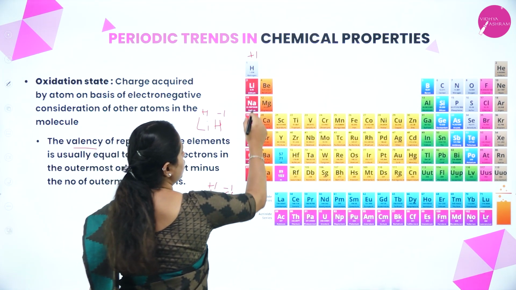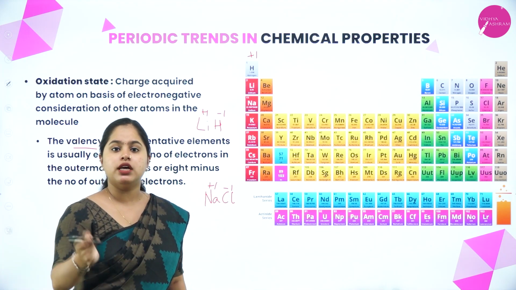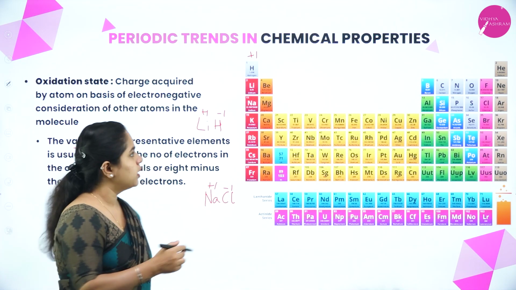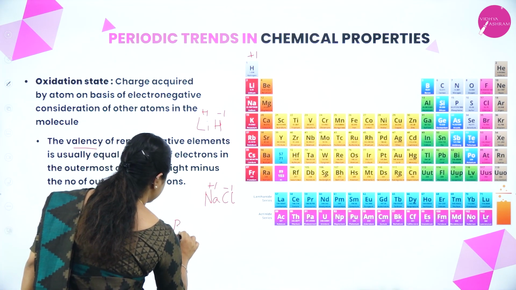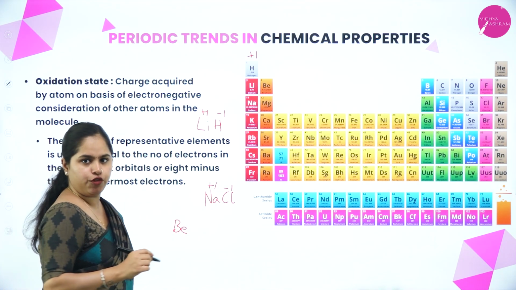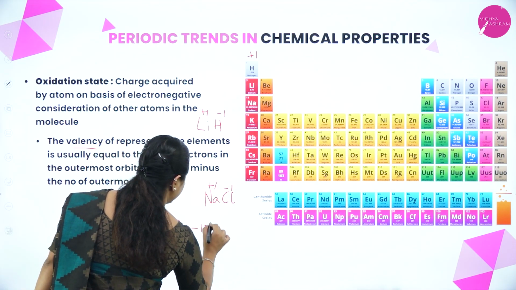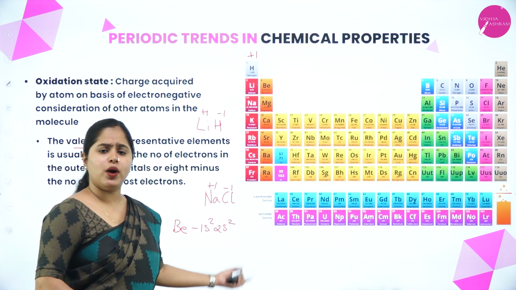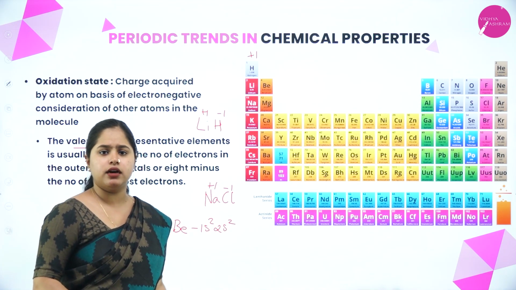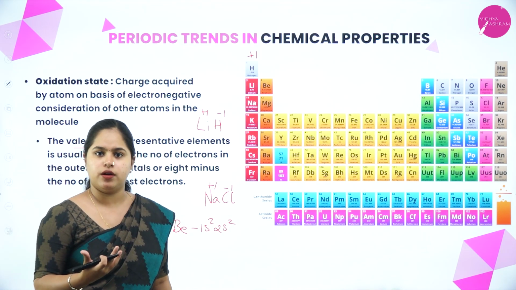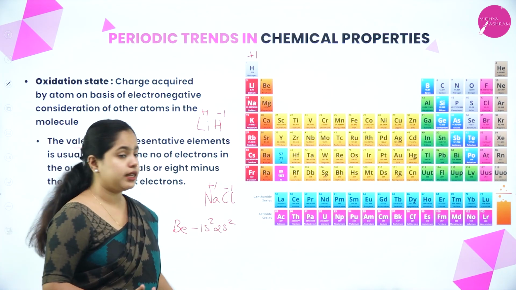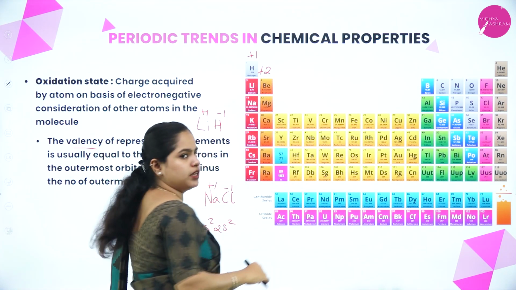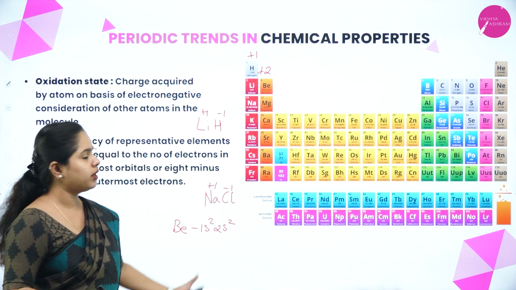Now moving on to the second group. We know that the outermost shell has 2 electrons. Let's take the example of beryllium itself. The atomic number is 4, so the electronic configuration is 1s2, 2s2. To attain stability, or to attain the duplet, they will release these 2 electrons. So the oxidation state will be +2 in this case. Now, that is about s block elements.